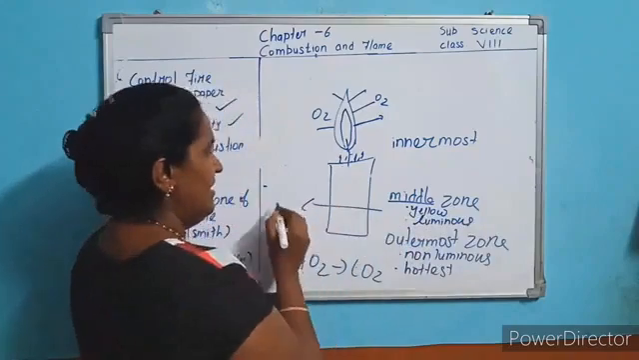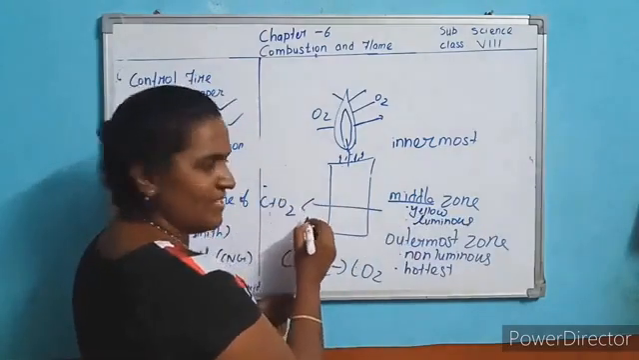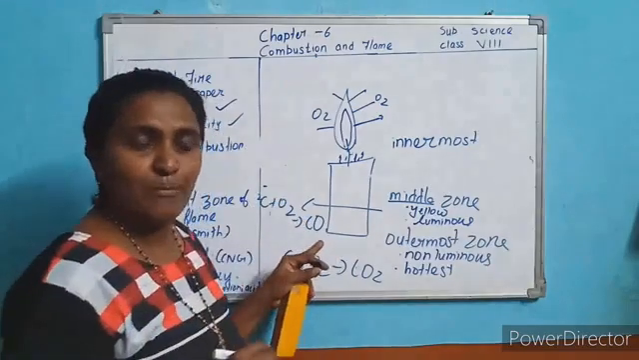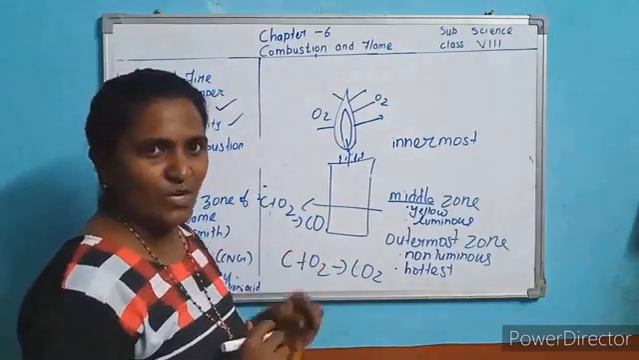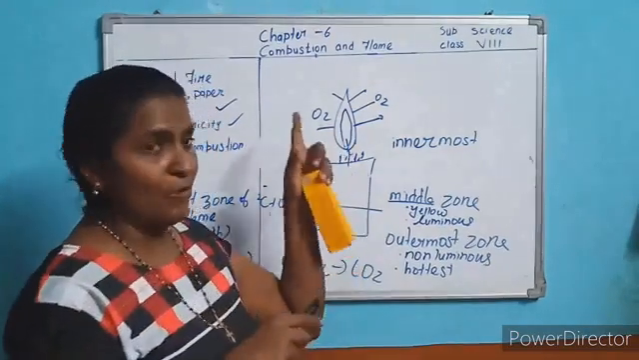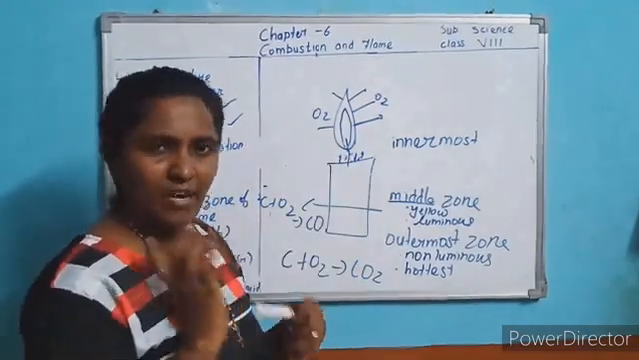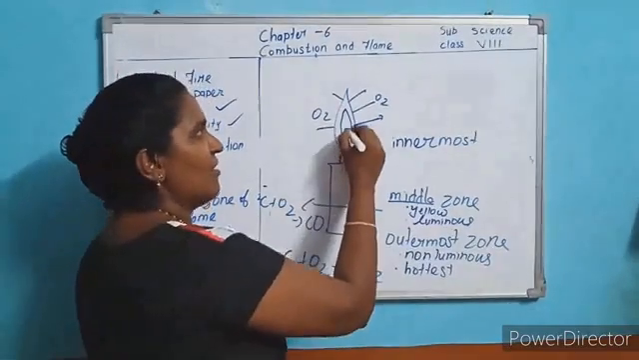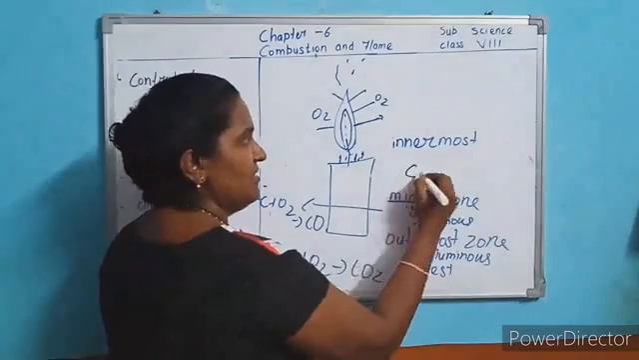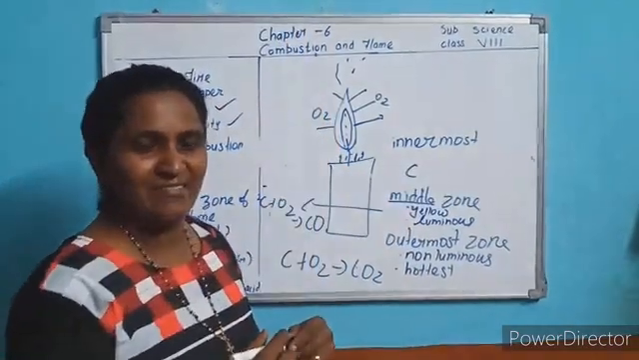And here they get less amount of oxygen, so you will get carbon monoxide, which is a very poisonous gas. Carbon monoxide. Understood? And when we move to the innermost layer, they don't get any oxygen, so you can see the carbon black particles, soot we say. That is, carbon will be liberated.